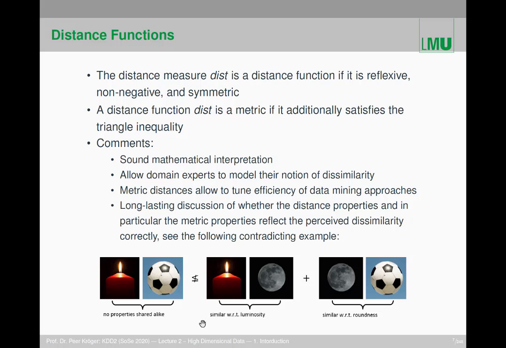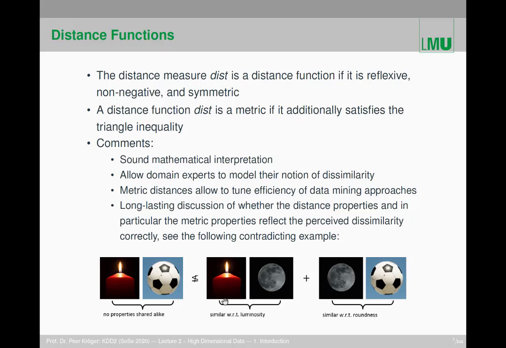So here is the potentially contradicting example that a metric is really what we also perceive as humans. So we as humans are non-metric beings, I would say. And why is that? Here's the contradiction of the other claims. So we have a candle and a ball. So they have no properties alike, and so the similarity should be smaller than the similarity of a candle and a moon plus a moon and a ball. Yeah, that would be the triangle inequality.